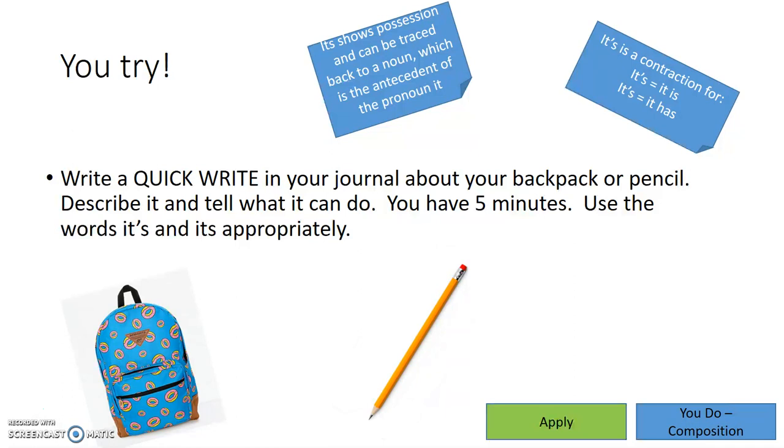So you're going to do a quick write in your journal, either about your backpack or your pencil. You're going to describe either your backpack or pencil and tell what it can do. You're going to have 5 minutes to write silently, and you're going to use the words it's with an apostrophe and its without an apostrophe appropriately. Then your teachers will give you feedback. You're going to write these in your journal. Ready? Begin.